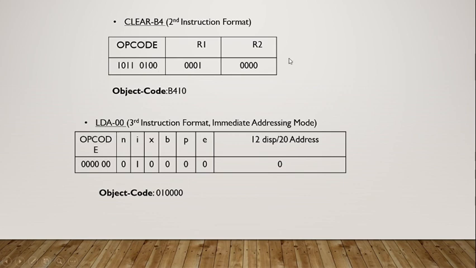Now let's generate the object code for the given instructions. The first instruction we need to consider is CLEAR, whose opcode value is B4. In this case, the CLEAR instruction is of the second instruction format. So the first 8 bits are the opcode, the next 4 bits are register R1, and the next 4 bits are register R2. The opcode value for the CLEAR instruction is B4, and the value of X is 1, so 0001. So the object code for this instruction would be B410.